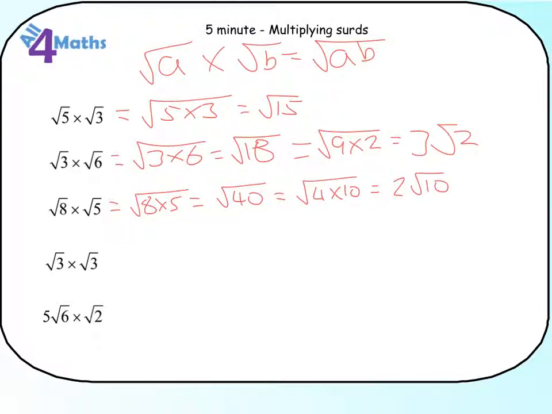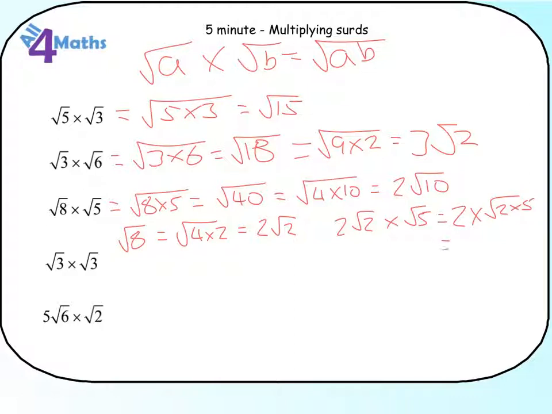We could also have simplified the root 8 first. So simplifying root 8, this just becomes the square root of 4 times by 2, which is 2 root 2. I can then do my multiplication. So I've got 2 root 2 times by root 5, which is 2 times by the square root of 2 times by 5, which is 2 root 10. Either way is perfectly acceptable. Try and do the one that you're more comfortable with.